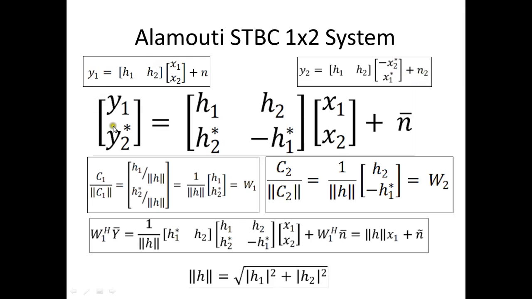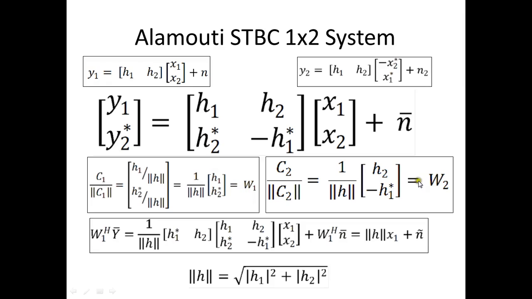So the entire 1x2 system using Alamouti STBC is modeled as y1 and y2 conjugate, which are the received symbols in two different time instants, the H matrix, H1, H2, H2 conjugate and minus H1 conjugate, and the transmitted symbols X1 and X2. So it is found that in this way the entire Alamouti STBC 1x2 system is modeled for two time instants.